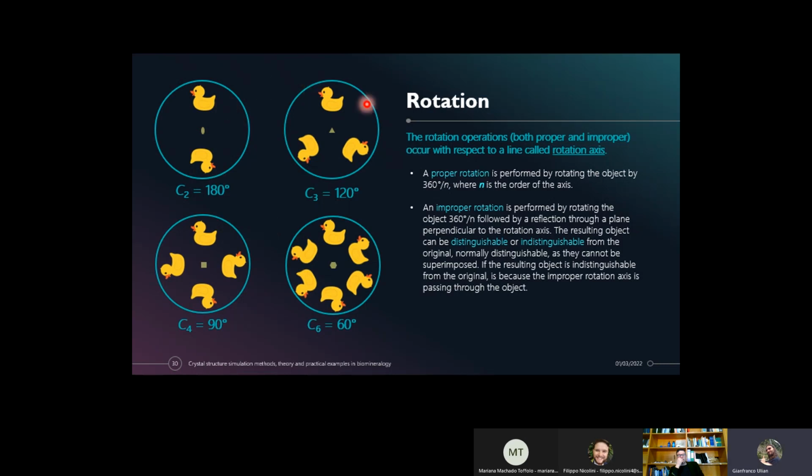Here we have a ternary. This is called the binary rotation. This is the ternary rotation. You can see 120 degrees. C4, the 90 degrees rotation. You can see the rotation. Our ducks are placed according to this kind of rotation. The C6: 6 ducks in our object separated by angular values of 60 degrees.